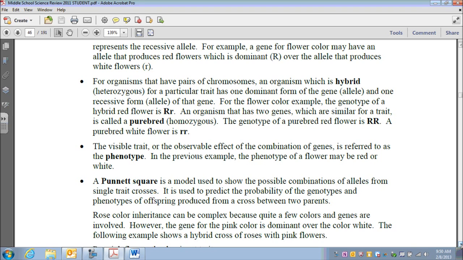An organism that has two genes which are similar for a trait is called a purebred or homozygous. The genotype for a purebred red flower is capital R, capital R. A purebred white flower is lowercase r, lowercase r. The visible trait, or the observable effect of the combination of genes, is referred to as phenotype. In the previous example, the phenotype of a flower may be red or white.